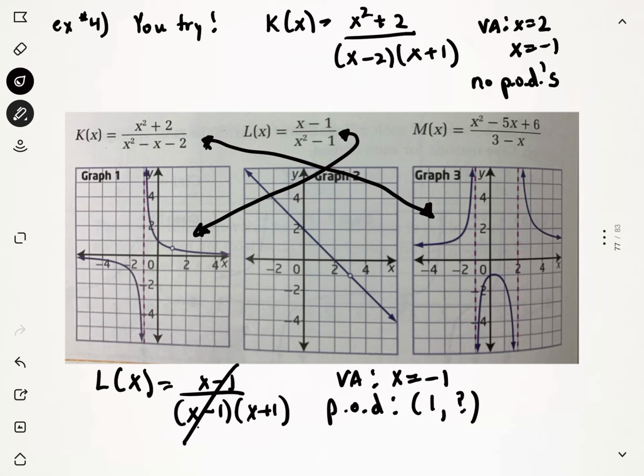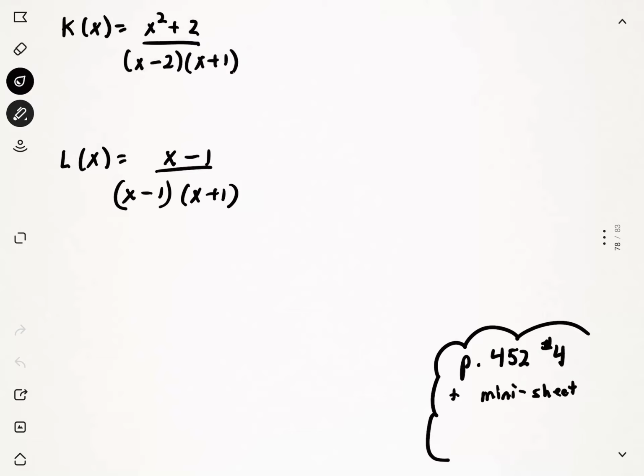And then, of course, we only have one graph and one function left, which would be M and graph 2, so they automatically match up as well. And from there, you can work on page 452, number 4. It's much of the same thing, some mixing and matching, and away we go.